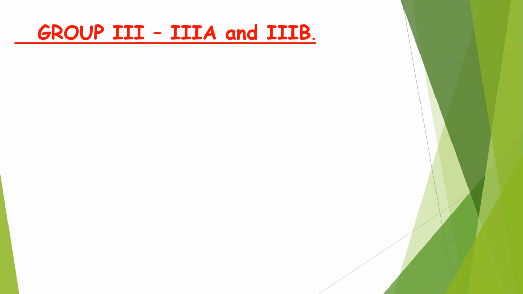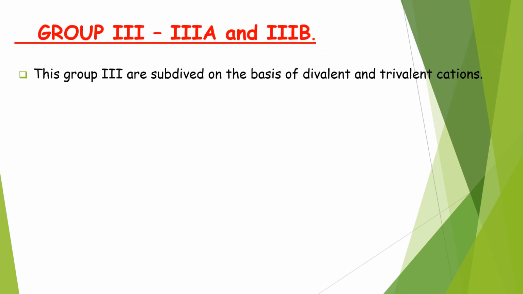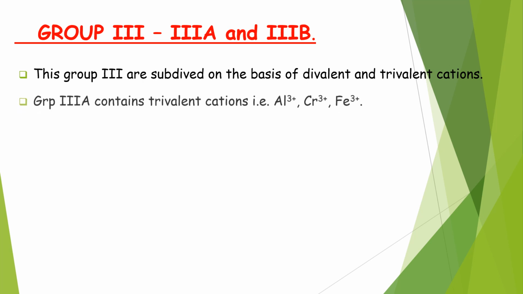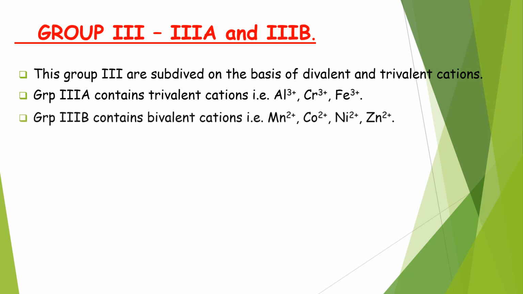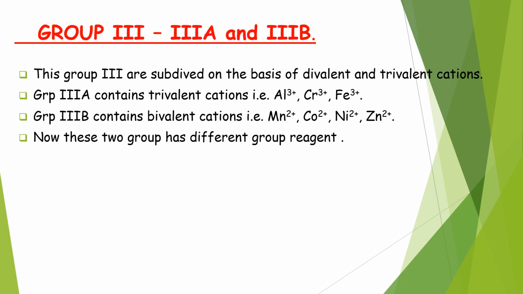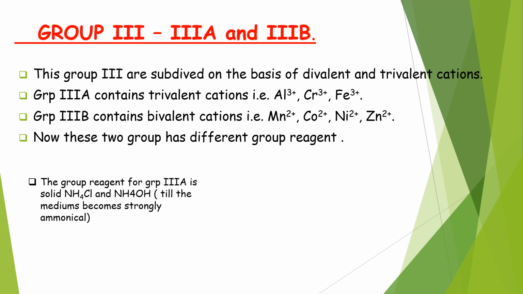Group 3 also has two subgroups, group 3A and group 3B, and these are divided on the basis of the cations present in these groups. Group 3A contains the trivalent cations, that is Al3+, chromium 3+ and Fe3+, whereas group 3B contains the bivalent cations, that is Mn2+, cobalt 2+, nickel 2+ and zinc 2+.